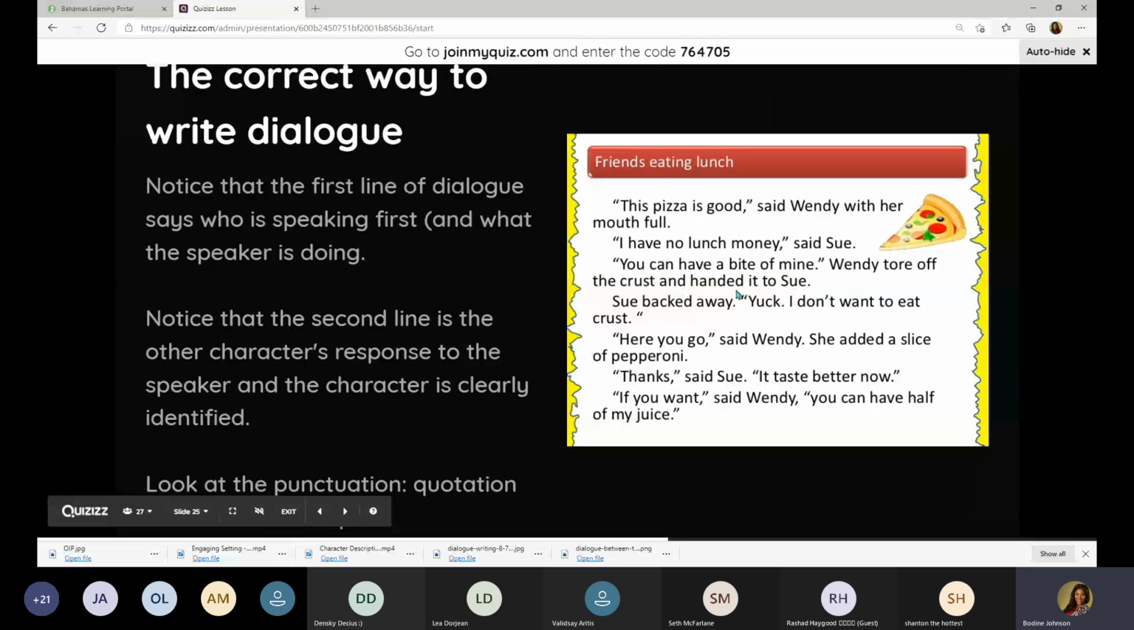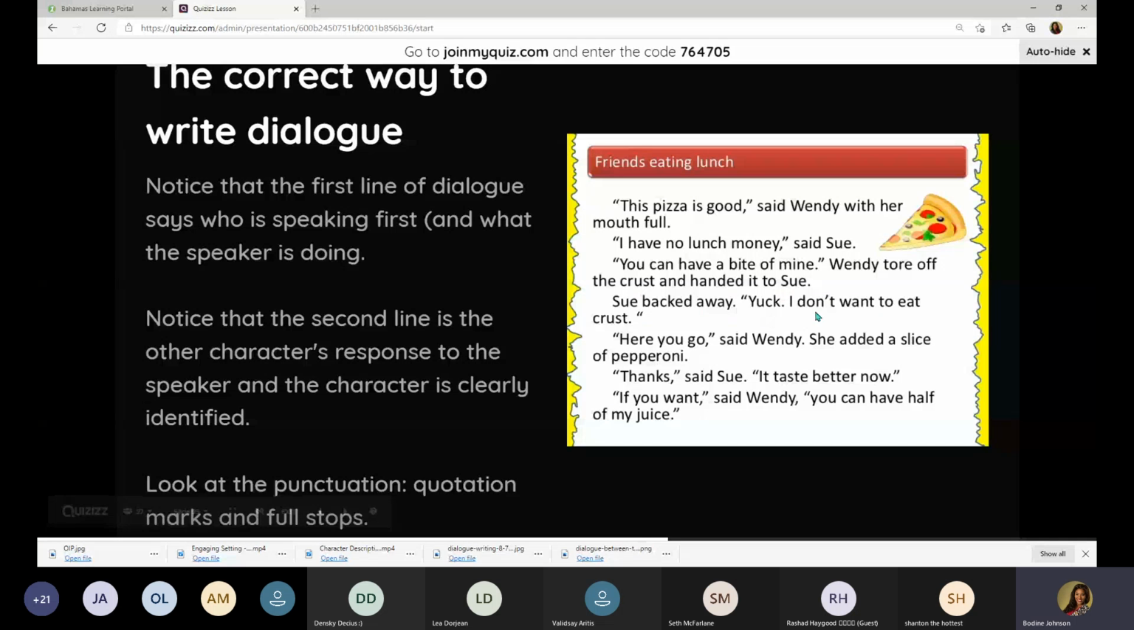Let's look at the way that this would be written in a paragraph. Notice that the first line of dialogue says who is speaking first and what the speaker is doing. "This pizza is good," said Wendy with a mouth full. So Wendy speaks first. Then Sue speaks. "I have no lunch money," said Sue. "You can have a bite of mine." And then right here it says Wendy tore off the crust and handed it to Sue.